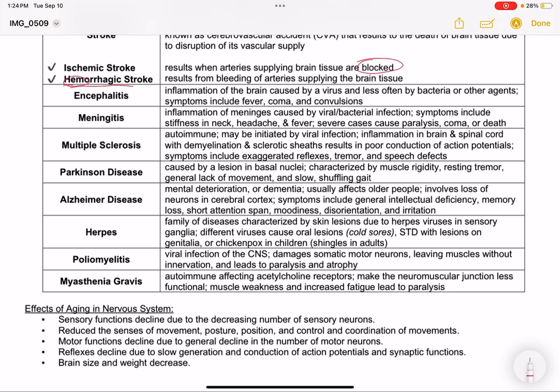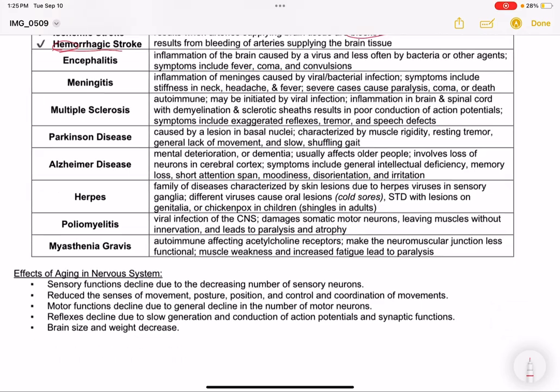Okay, sa skin. So, poliomyelitis, so viral infection of the central nervous system damages somatic neurons, leaving muscles without innervation and leads to paralysis and atrophy. And myasthenia gravis, autoimmune affecting acetylcholine receptors make the neuromuscular junction less functional. Muscle weakness and increased fatigue lead to paralysis. So, in short, ang myasthenia gravis or ang MG is chronic autoimmune disease that cause muscle weakness and fatigue. Okay? So, usually, gadrupi eyelid and mouth. So, budlayan na sila mag-swallow or double vision or unsteady ang ilang walk. Okay? So, autoimmune ina siya.